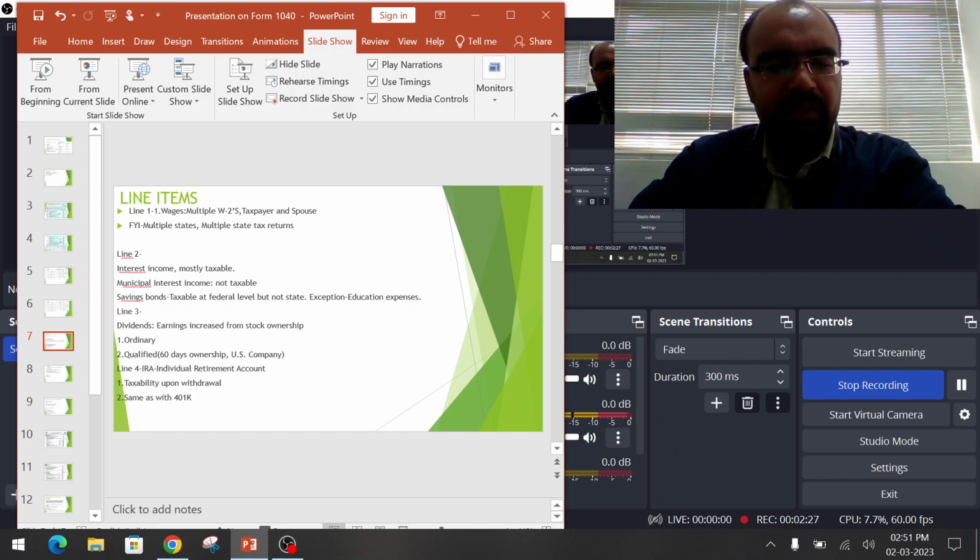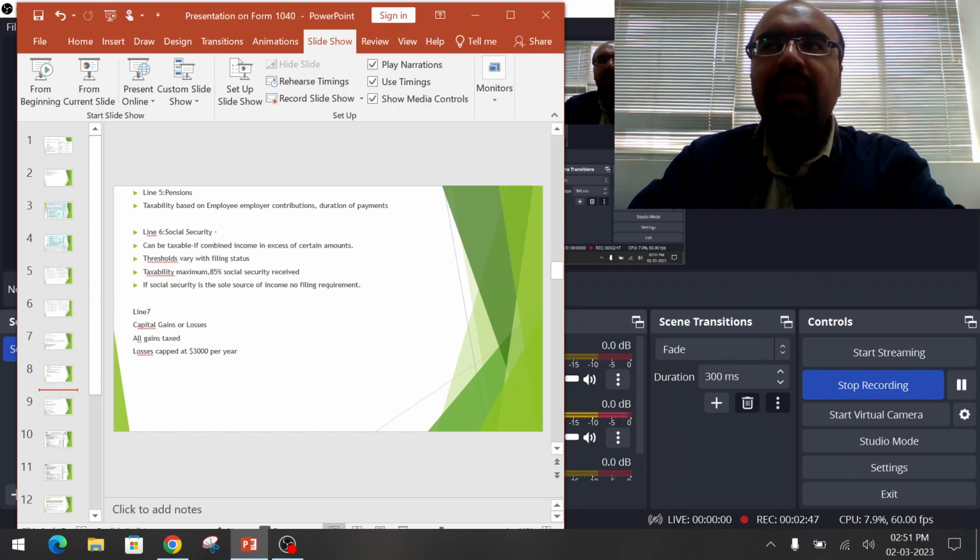Line 3 is dividends. Earnings increase from stock ownership is called dividends. Dividends can be of two types, ordinary and qualified. And line 4 is IRA, which is individual retirement account. In this, the taxability will be upon withdrawal, which is the same as 401k accounts. Line 5 is pensions, wherein the taxability is based on employer contributions and duration of payments.